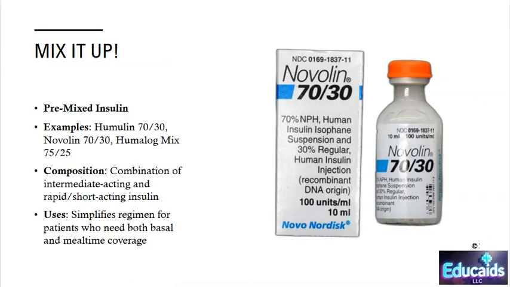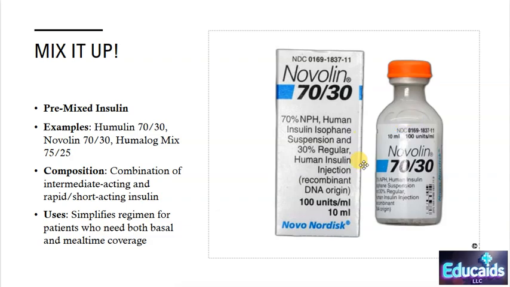All right, so we are mixing it up. So we've got pre-mixed insulin. Going back to our intermediate acting insulin with the N, that is what this is. So as you can see, it's a cloudy insulin, but it's also combined with something else. So 70% of it is the Novolin N, and then 30% of it is the Novolog. Okay, so, or the regular insulin. I think this one's regular. So regular and NPH combined together.